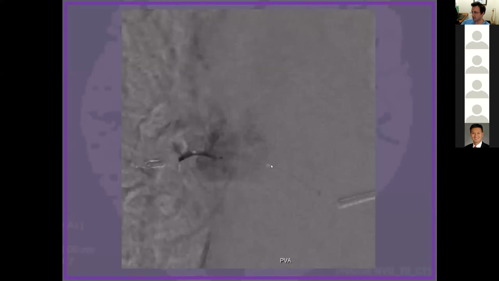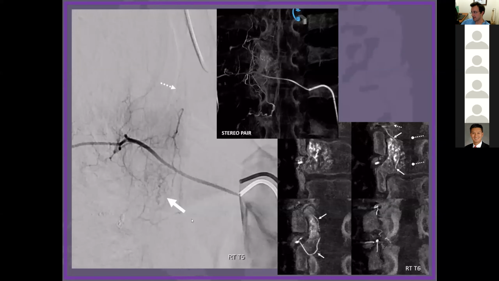We didn't put a coil here for some specific reasons related to this case, but what you see here is after the embolization of T6, predictably, as you can imagine, if we go to T5, the radiculomedullary artery is still intact, the anterior spinal is still okay, but you see a little bit of that blush of the hemangioma, again from that lateral dural network. And here you see the dyna CT of the T5.